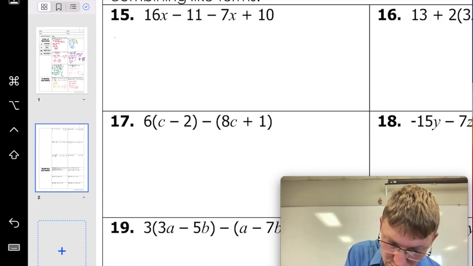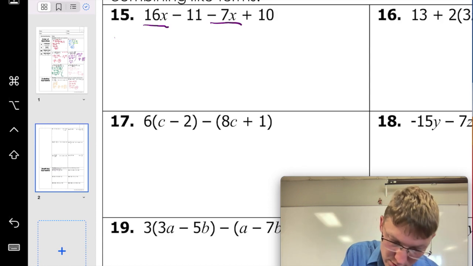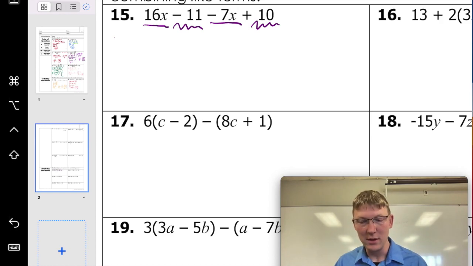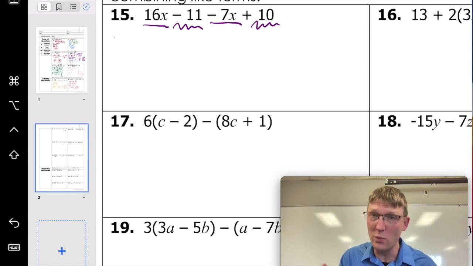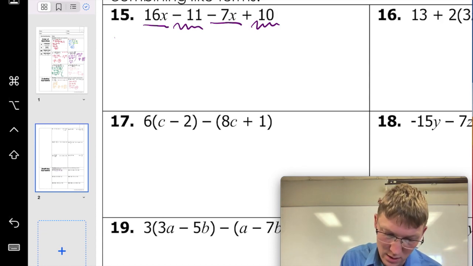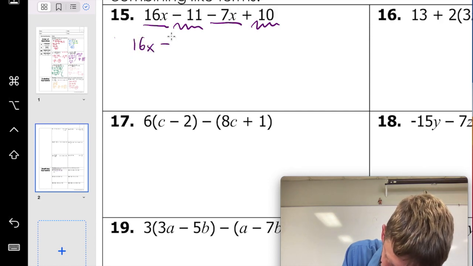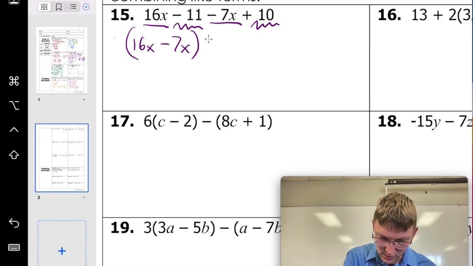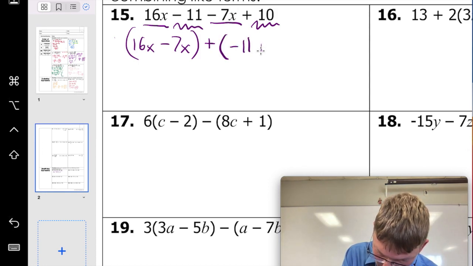So I'm going to underline all of my x's, and then my regular numbers, I'm just going to use a squiggly line underneath them. That triggers my brain like, oh, those are the things that I need to combine. So you are combining like terms. So you've got 16x minus 7x. If you want to rewrite this, I'll do it the long way this time, we could do 16x minus 7x, and put those in a little parenthesis just for funsies, plus, and then we'll do our other ones, -11 plus 10. I'm just going to keep them in order.